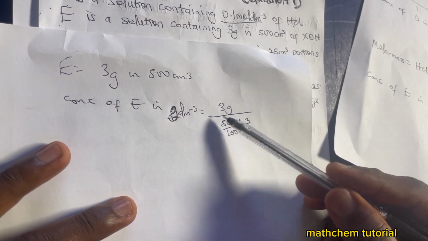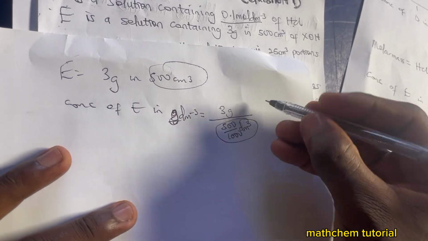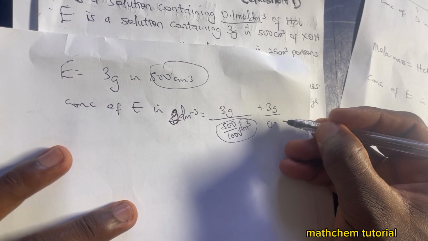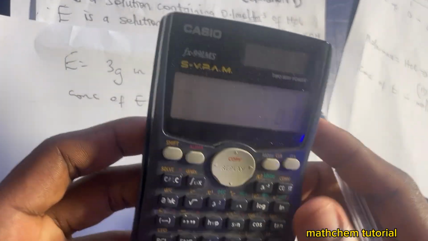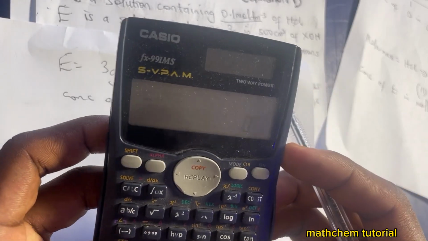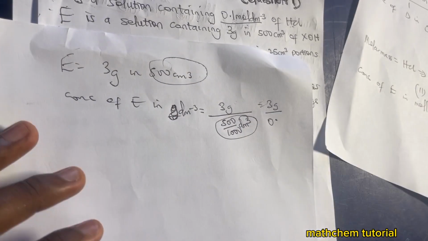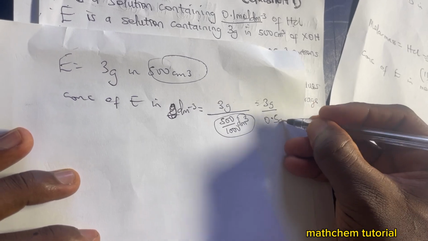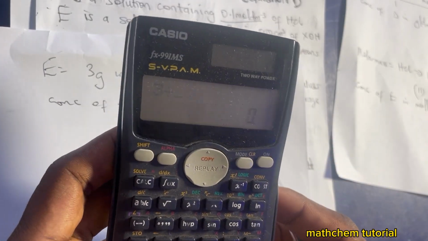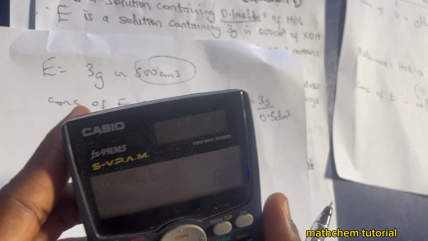Now look at it very well. This is 3 gram over this. Like I converted this cm cube to dm cube. So that will now be 3 gram over, this will be 0.2. Yeah, let me check. 500 divided by 1000. Sorry, 0.5. So it's 0.5 dm cube. So therefore, once they divide this, that will be 3 divided by 0.5. That will be 6, right? Okay, that's 6.